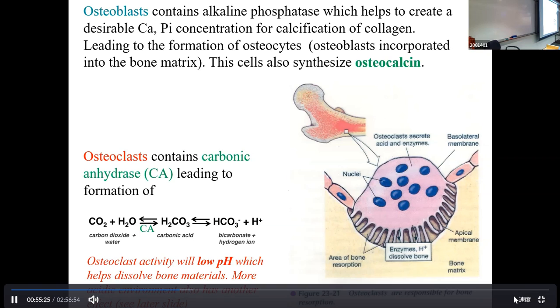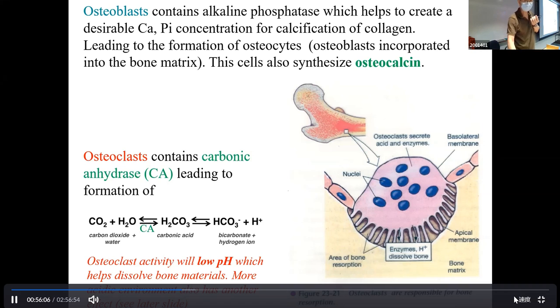So the osteoblast contains something called alkaline phosphatase. This is one of the enzymes. Of course, it has many enzymes. Its role is to create a desirable calcium and inorganic phosphorus concentration for mineralization. This mineralization will lead to interaction with the collagen, which eventually will form the bone tissues.